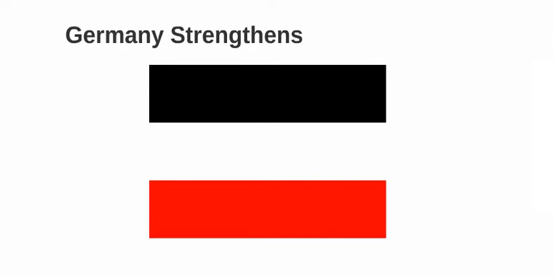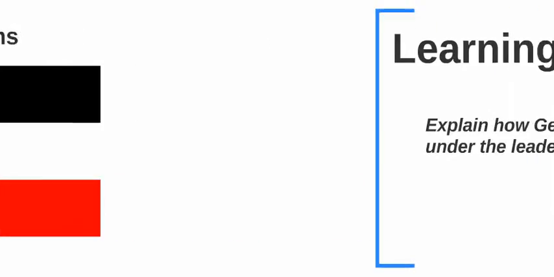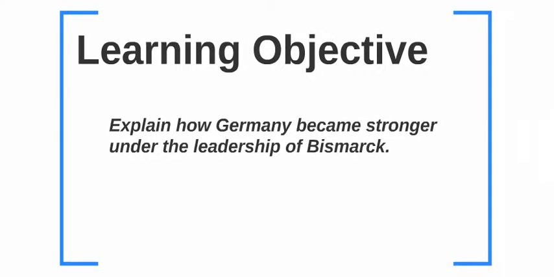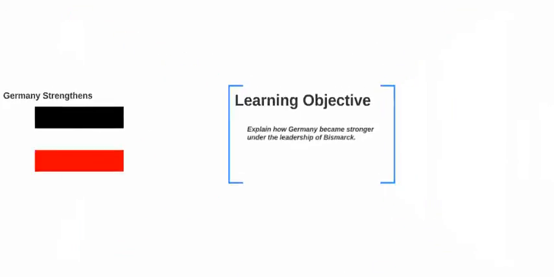Now we begin to look at how Germany began to strengthen after becoming this unified Germany. So what previously we had known as Prussia now becomes known as Germany. And our learning objective here is to explain how Germany became stronger under the leadership of Bismarck.